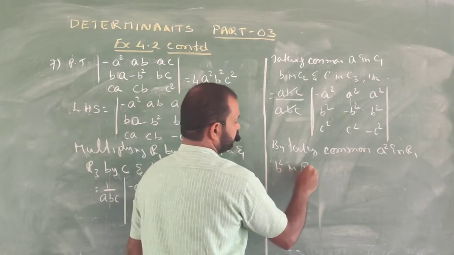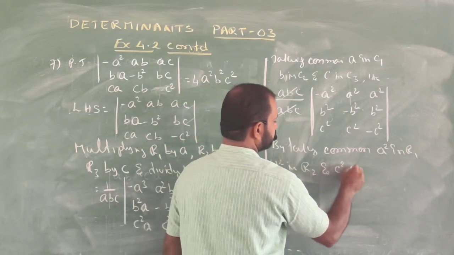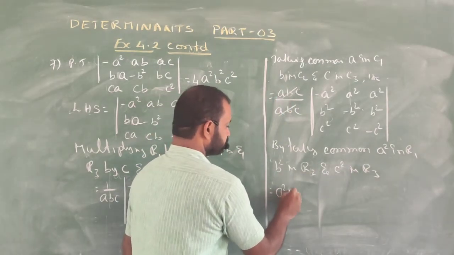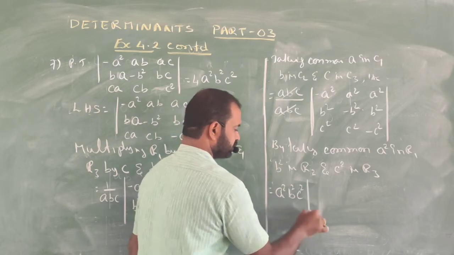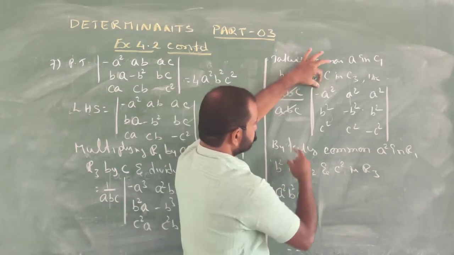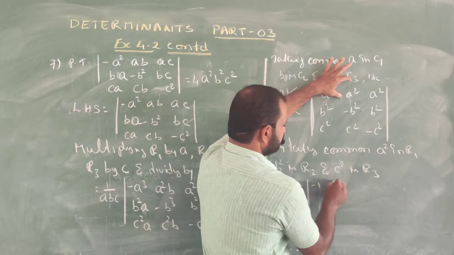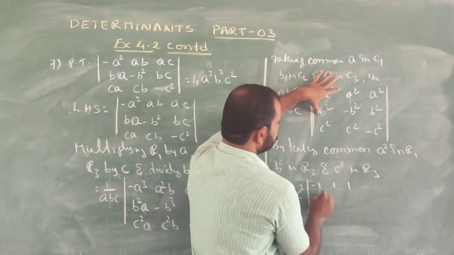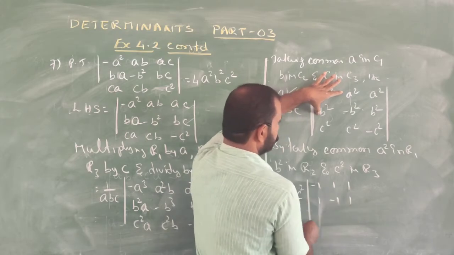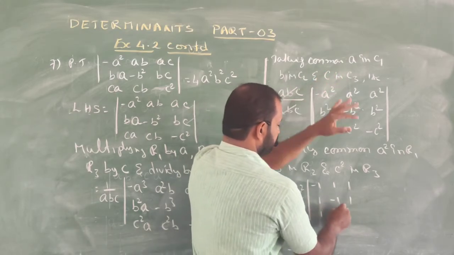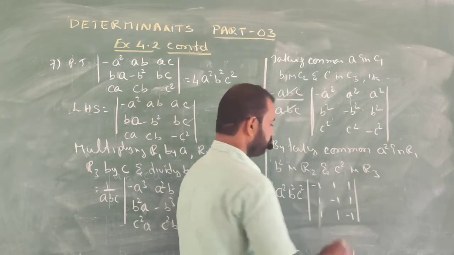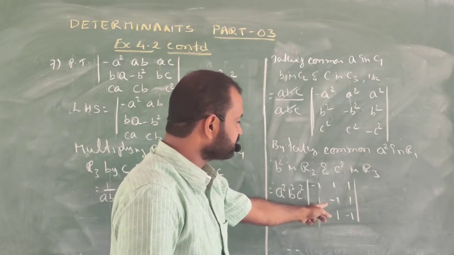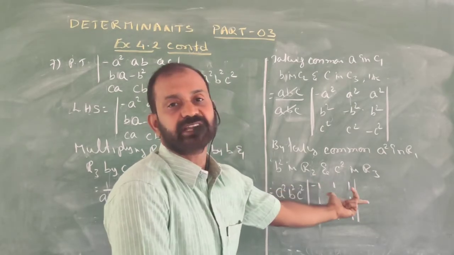b squared in R2 and c squared in R3, which is equal to a squared into b squared into c squared. When you take a squared in R1, minus 1, 1, 1. When you take b squared in R2, this will be 1, minus 1, 1. When you take c squared, it is 1, 1, minus 1. Now either you can apply the properties here or directly you can expand.